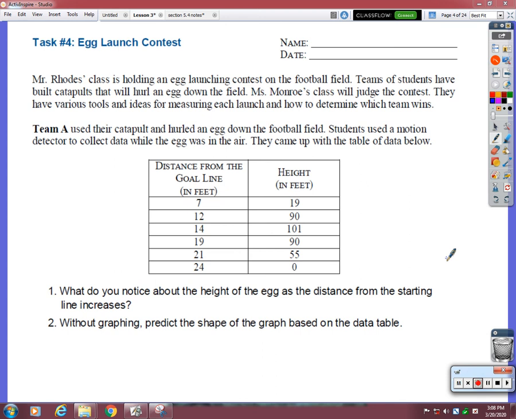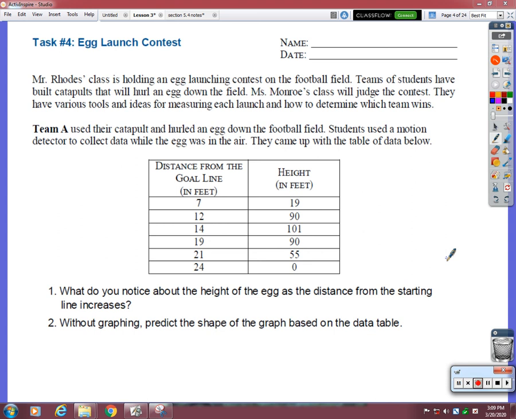All right, so task number 4 is one of my favorites. Wish I was able to do this with you in class, but whatever. This is the egg launch contest. Ms. Rhodes' class is holding an egg launching contest on the football field. Teams of students have built catapults that will hurl an egg down the field. No, we would not actually do this ourselves if we were in class, but it's still a fun problem for a math geek like me. Anyway, Ms. Monroe's class will judge the contest. They have various tools and ideas for measuring each launch and how to determine which team wins.